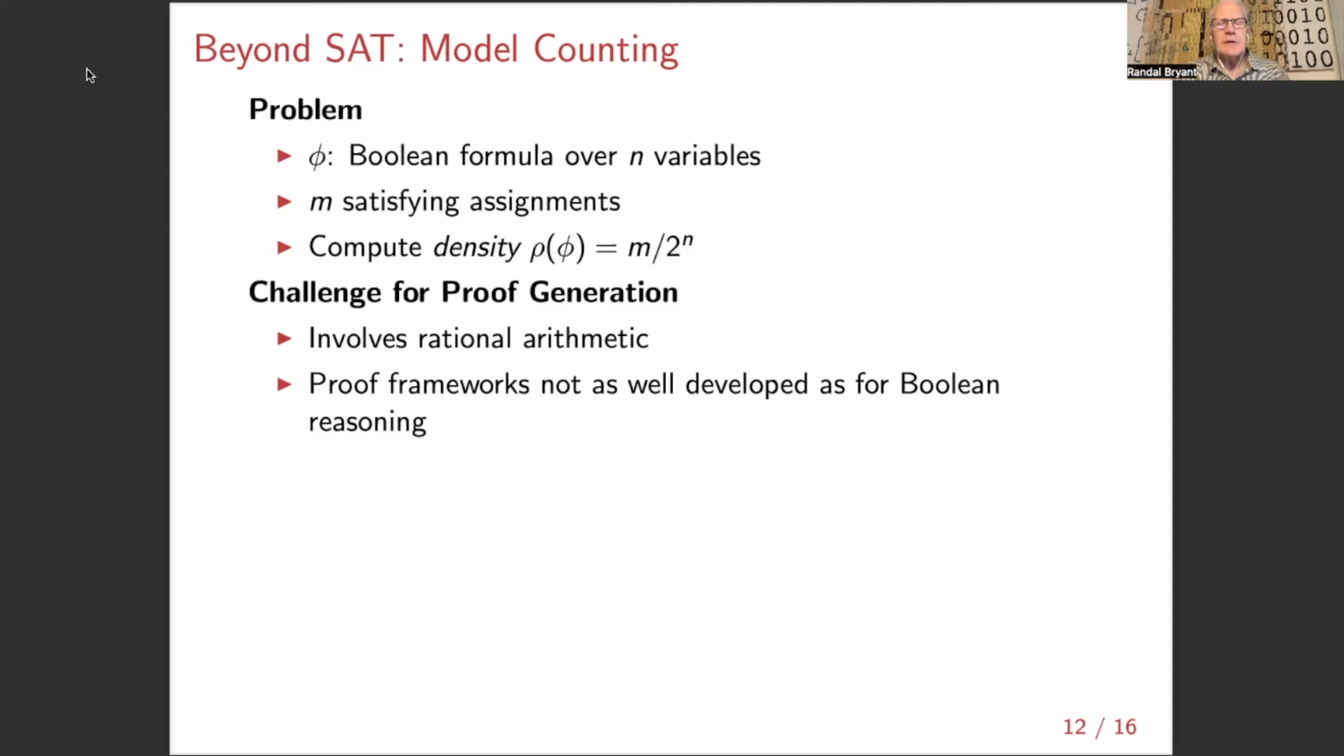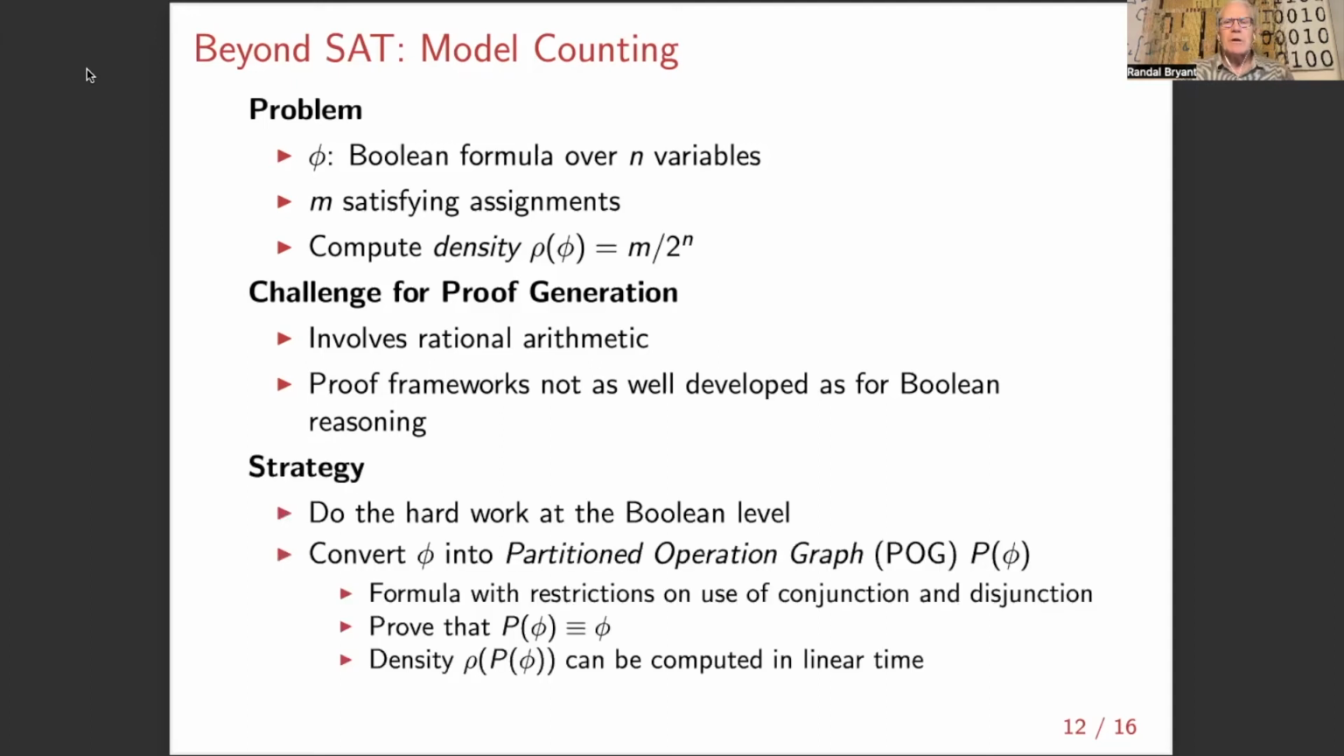So it's clear that I'd like to be able to produce a number rho and produce a checkable proof that that's truly the density of a given formula phi. Well, it looks a little tricky because this is rational arithmetic and Boolean reasoning merged together, and it's not so clear how we can combine those two in any proof framework, especially one that's easily checkable and easily automated.